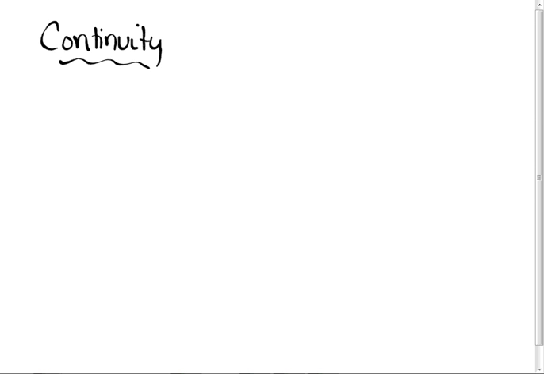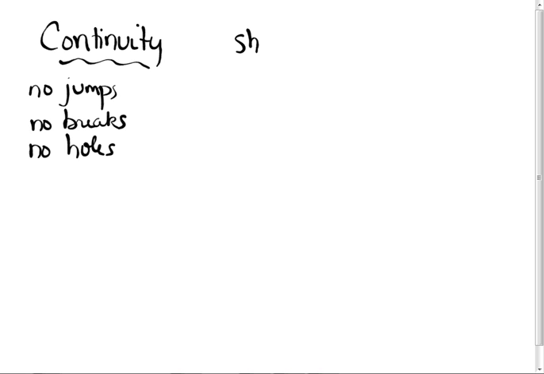No jumps, no breaks. No jumps. No breaks. No holes. Can you have sharp corners? Yeah, that's differentiability. Sharp corners are okay for it to be continuous.